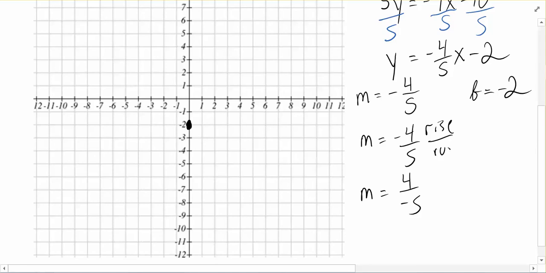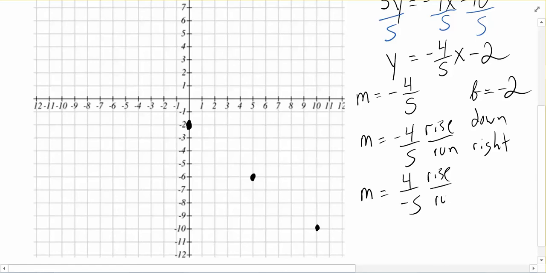And when we think about rise over run, a negative on the top means down. With the positive on the bottom means go to the right. So we're going to go down 4, but right 5. And we could do that again if we wanted. Down 4, right 5. There's another ordered pair.